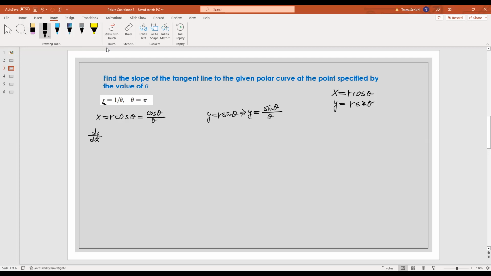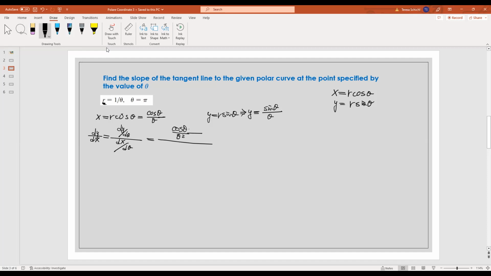Let's not try to remember the formula, because that's probably not easy to remember. But we know this is dy over d theta, and this is dx over d theta. So the first one, we want to take the derivative of sine theta over theta. Obviously, what rule are we going to use? We're going to use the quotient rule. The quotient rule says I'm going to square the bottom, then take the derivative of the sine theta, which will be cosine theta.